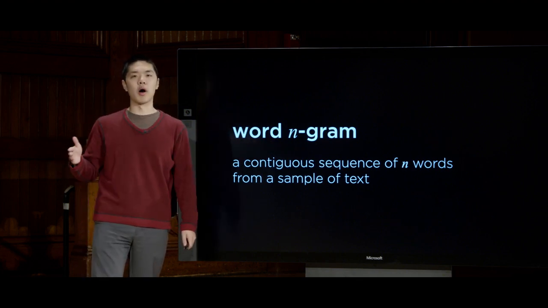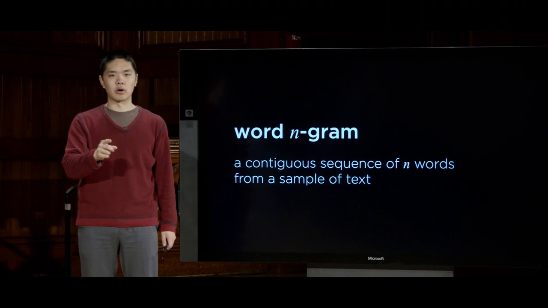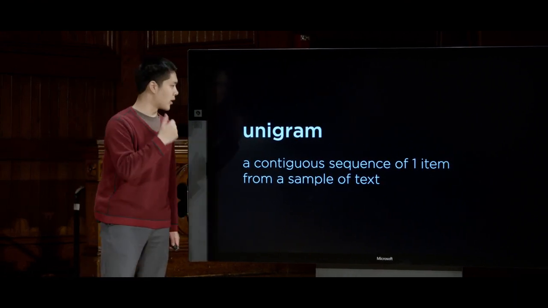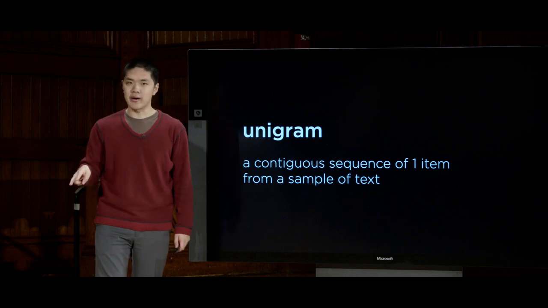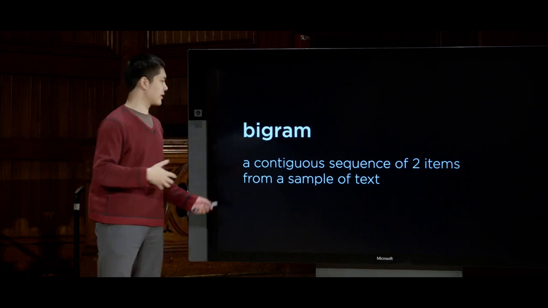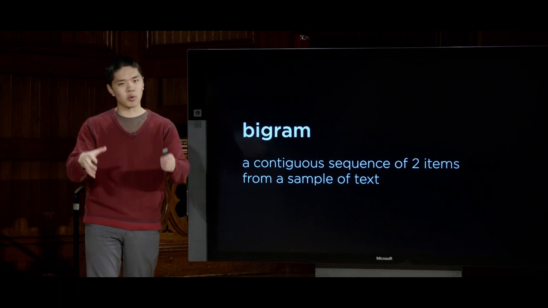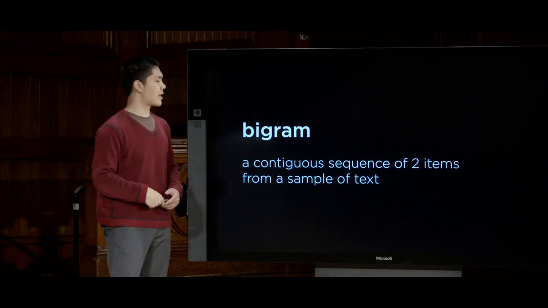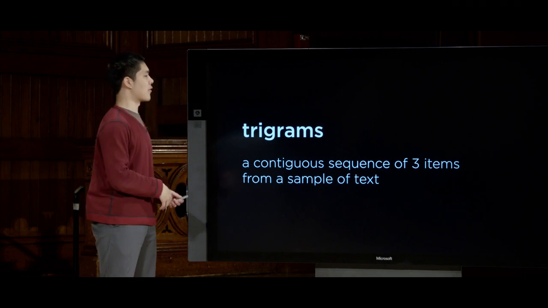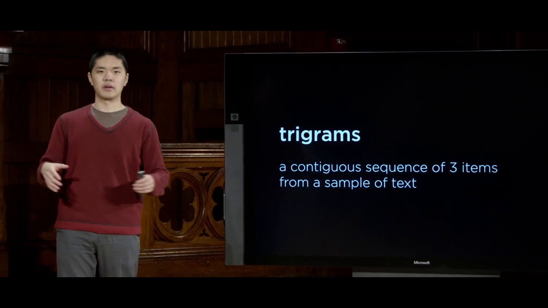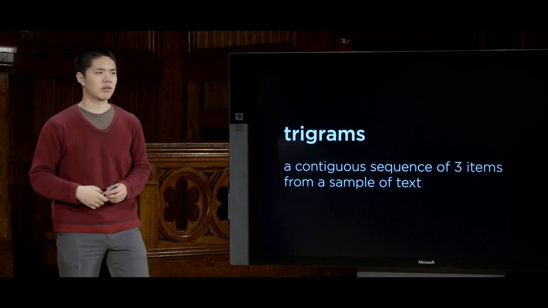So when n is 1, we're just looking at a single word or a single character. And that is what we might call a unigram, just one item. If we're looking at 2 characters or 2 words, that's generally called a bigram. So an n-gram where n is equal to 2, looking at 2 words that are consecutive. And then if there are 3 items, we'll often call those trigrams. So 3 characters in a row or 3 words that happen to be in a contiguous sequence.